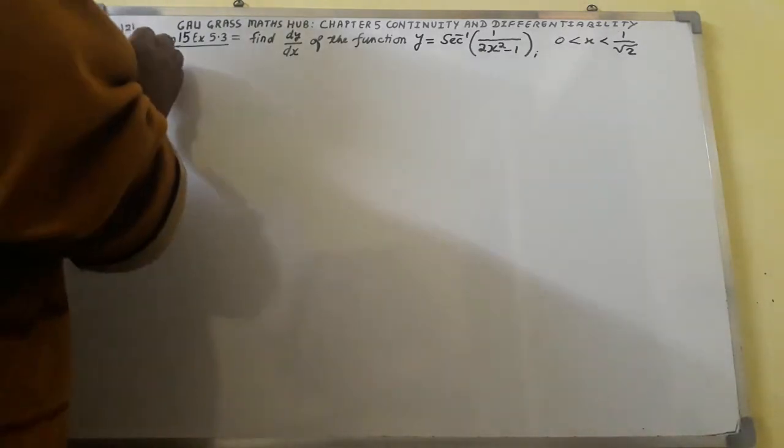I am going to discuss question number 15 that has been taken from exercise 5.3, chapter 5, continuity and differentiability. The question is: find dy over dx of the function y equal to sec(sec inverse(1 over 2x square minus 1)); 0 less than x less than 1 over under root 2. This is the question about which I am going to discuss here. Here I shall write the solution.